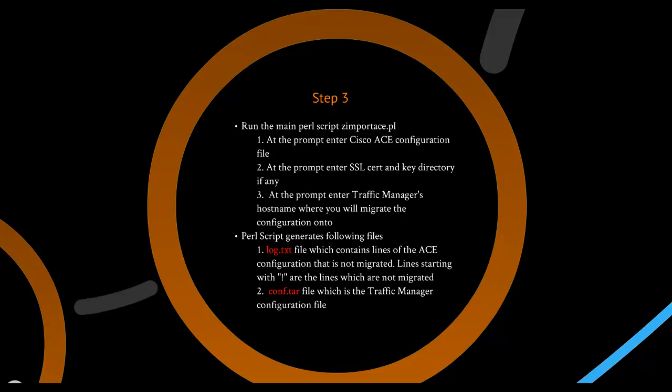The Perl script generates the following files once it is done extracting every line of Cisco ACE configuration. The first is the log.txt file, which contains lines of Cisco ACE configuration that are not migrated, and these lines end with an exclamation mark, which means that those lines are not migrated. The second file is the conf.tar file, which is the traffic manager configuration file. Now you will see me go through step 3.